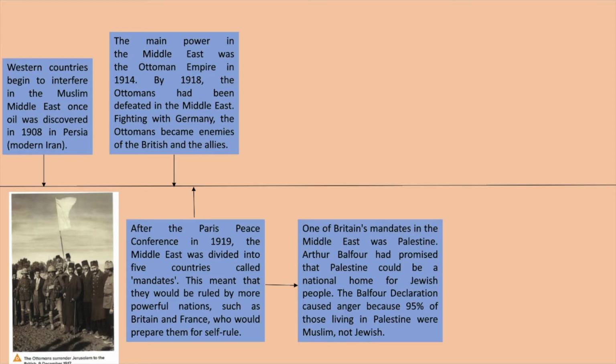If you would like to read a bit more about this and the history of the Zionist movement, then I will attach a link to a document which will extend your knowledge even further. The Balfour Declaration, which was the promise that the Jews could have a home, a national home in Palestine. Now, this caused much anger because 95% of those living in Palestine were not Jewish, they were Muslim.